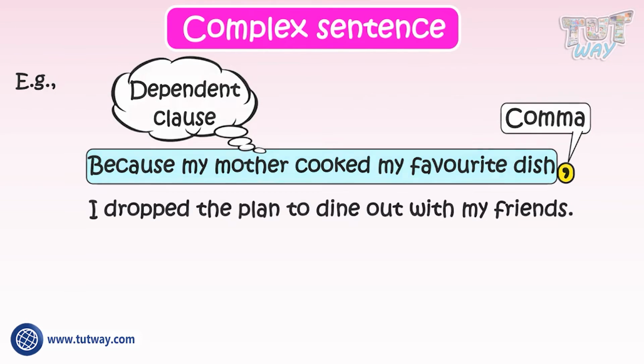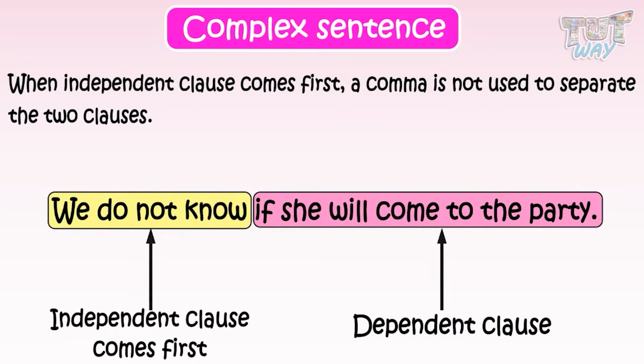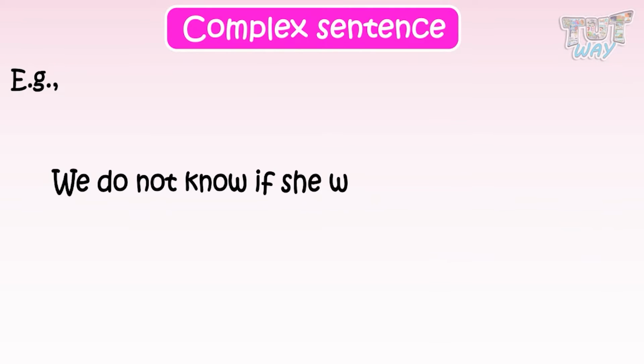On the other hand, when an independent clause comes first, a punctuation mark, a comma, is not used to separate the independent clause and dependent clause within a sentence. For example, we do not know if she will come to the party.